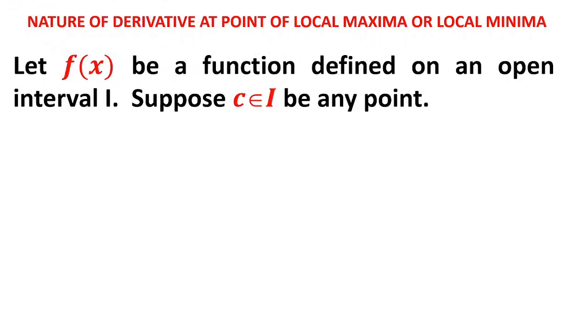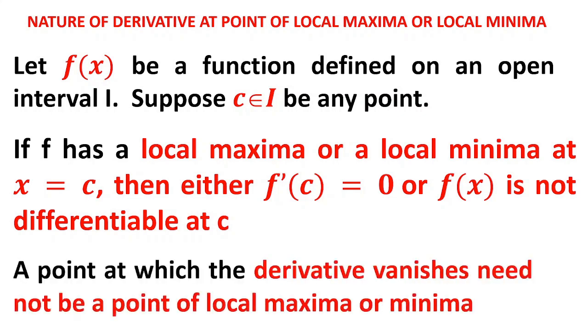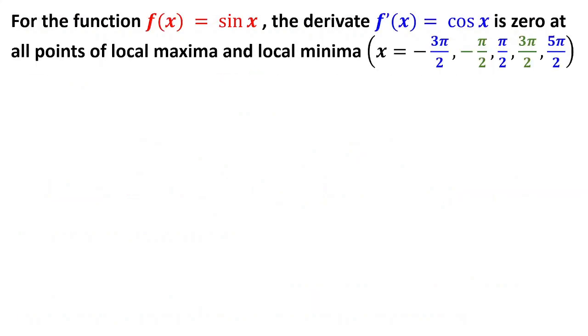If you get a function and in the open interval you are defining, then f dash of c is equal to 0. The meaning is the derivative will vanish at the point of local maxima or local minima. A point at which the derivative vanishes need not be a point of local maxima minima. That is another idea. Anyway, suppose you know the maximum minimum value of sin x. Let us check whether f dash of x vanishes.